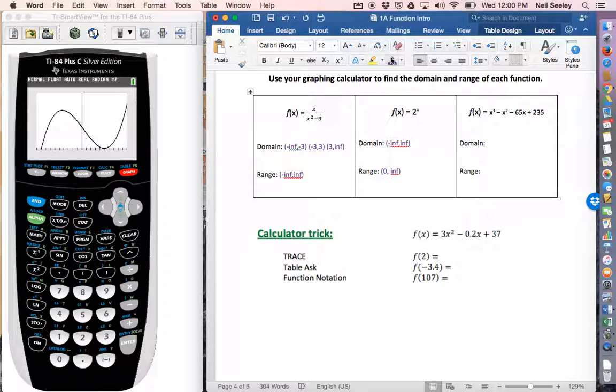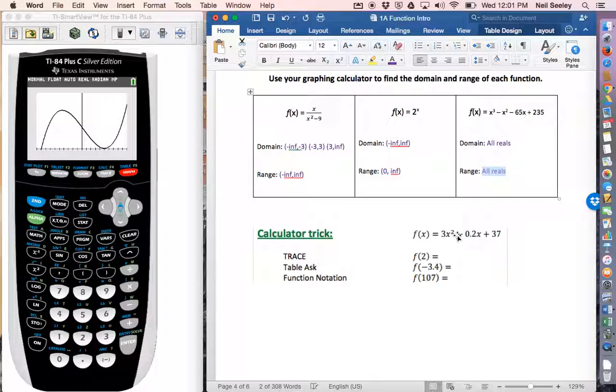So domain on this one, how far left, what's the smallest x, biggest x? All reals on this one. Negative infinity to infinity. And range, same thing, lowest y to highest y. This graph goes all the way down and all the way up. So we say all reals or negative infinity to infinity. You can choose. I want my purple. Put the purple back. There, got it.